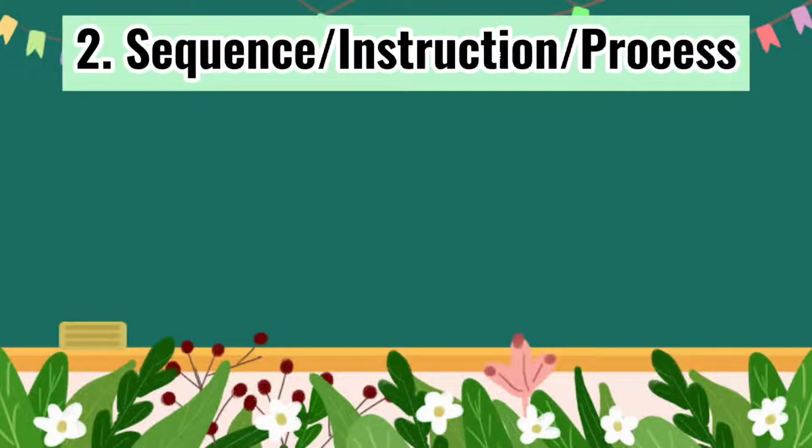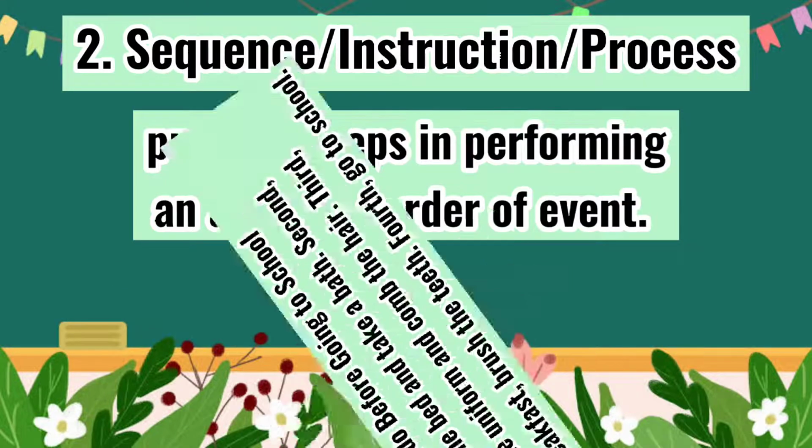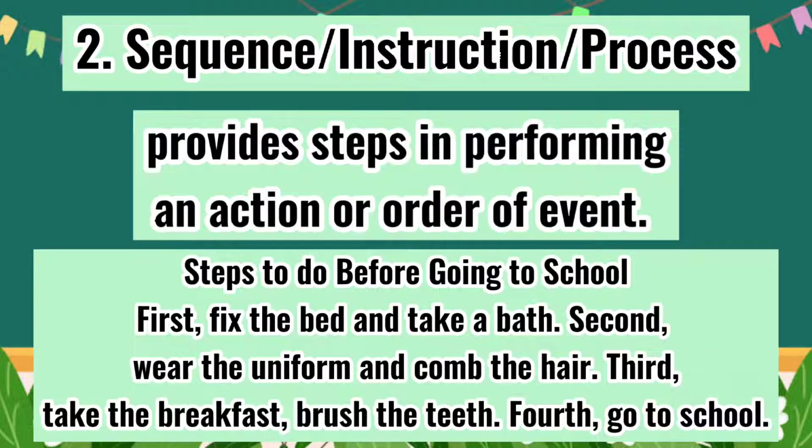Number 2, sequence, instruction, process. Read first, kids. Provide steps in performing an action or order of event. Here is an example of sequence, instruction, process, text structure. Things to do before going to school.